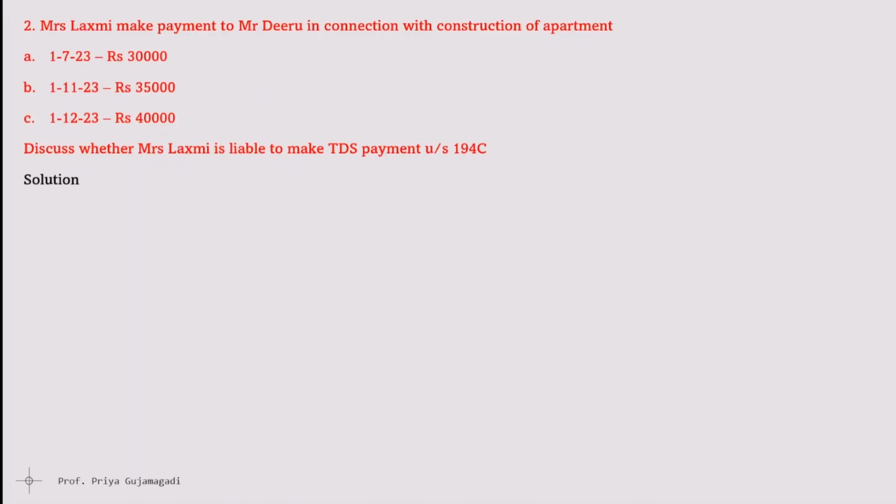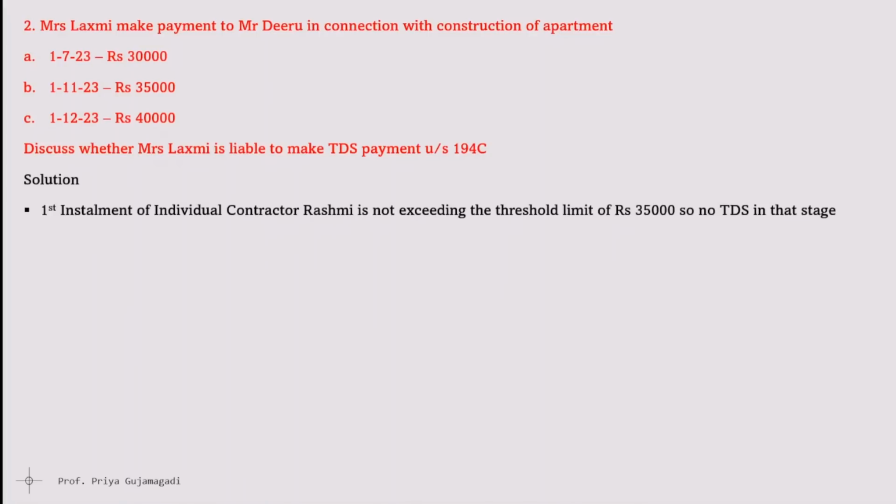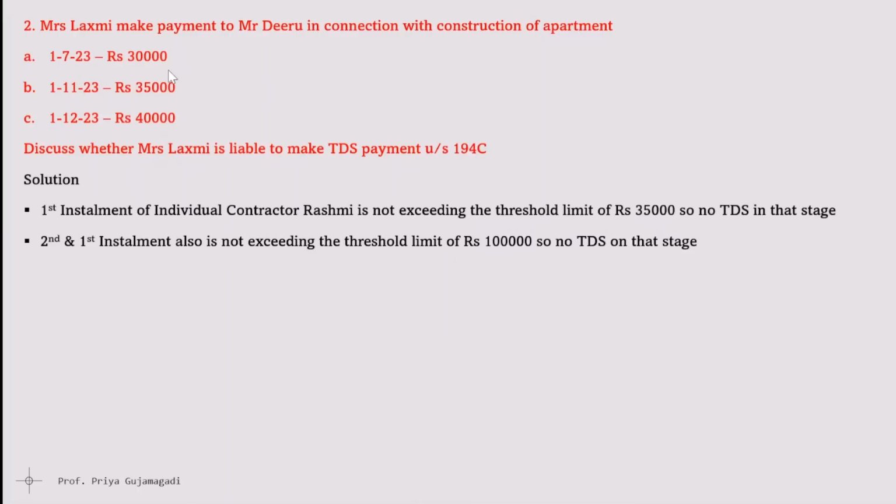Next, the first installment of individual contractor Rashmi is not exceeding the limit of 35,000. So no TDS at that stage. That stage is very important. We are paying the TDS, but at that stage there is no TDS. Second and first installment together. Now, in the first installment we have not paid TDS. So in the second installment we have to take both amounts together. If it is more than 1 lakh rupees, then the TDS is deductible.